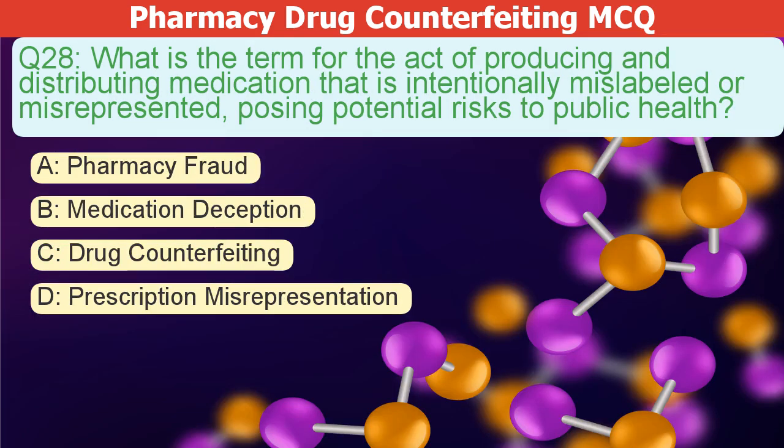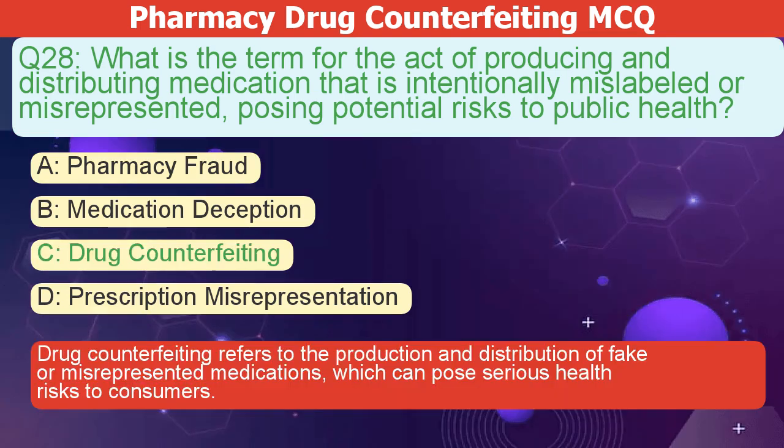What is the term for making and selling medicine that's wrongly labeled or described, putting people's health at risk? A. Pharmacy fraud. B. Medication deception. C. Drug counterfeiting. D. Prescription misrepresentation. The correct answer is C. Drug counterfeiting refers to the production and distribution of fake or misrepresented medications, which can pose serious health risks to consumers.